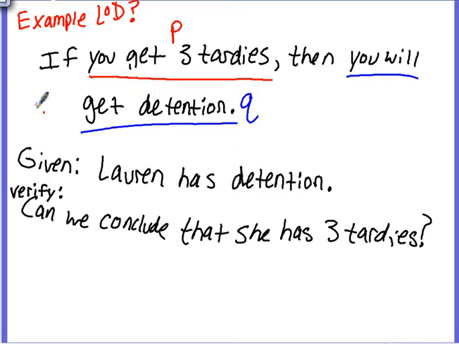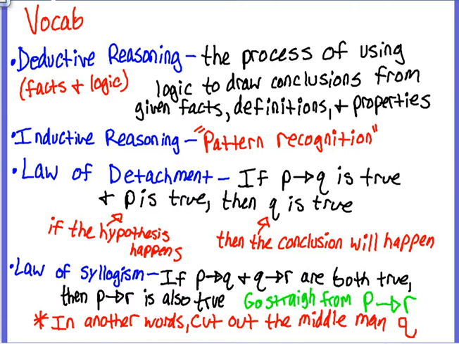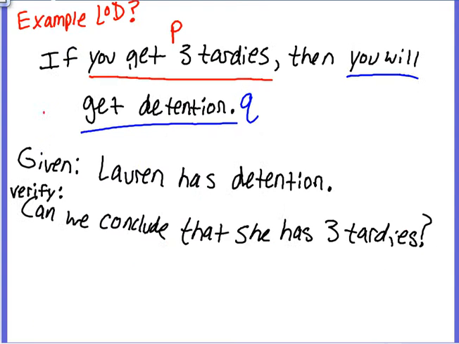Alright, so that's our if-then statement. We've identified P, then Q. Now, the given information goes further. Not only were we given the if-then statement, we were then told, okay, something has happened. Lauren has detention. So now you have to decide, can you use the law of detachment? And remember, the law of detachment told us that it's the P that causes the Q. Meaning, if the P happens, we can guarantee the Q will happen assuming the original statement was true.